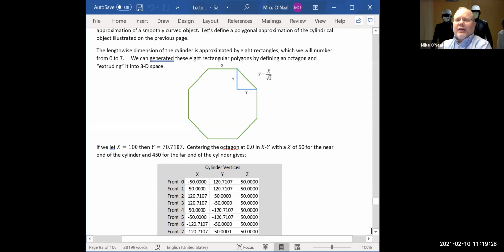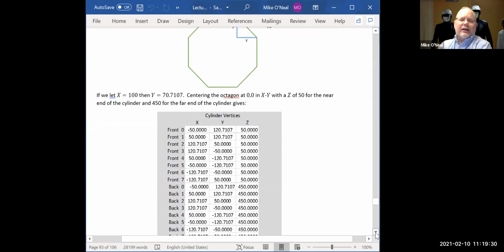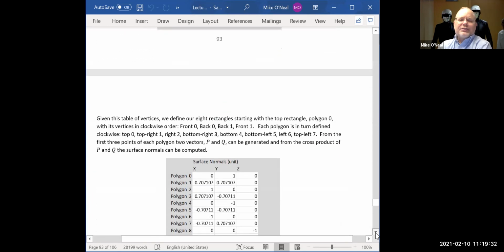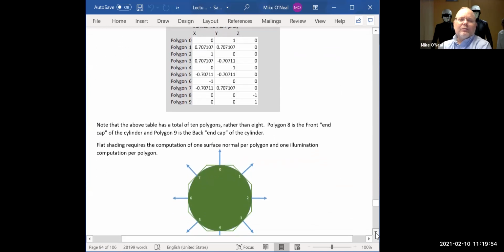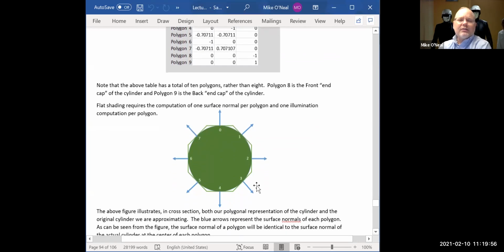And once we have the polygons, we can then get the surface normals, right? Because all you need, we've done this before, it's exactly what we did for backface culling. We computed the surface normal from the first 3 points, right? We created 2 vectors, P and Q, and then we took the cross product of P and Q, and that gave us the surface normal. So nothing's changed, it's all the same.